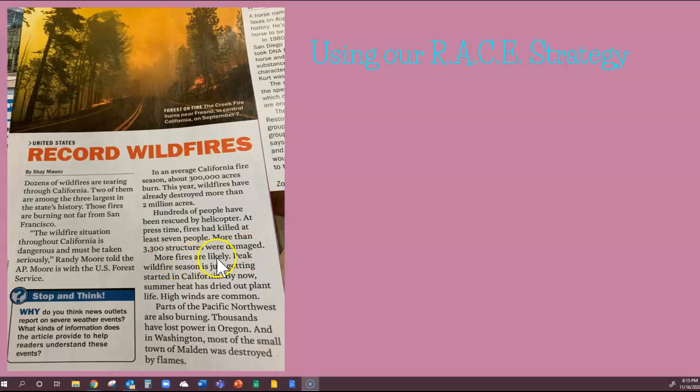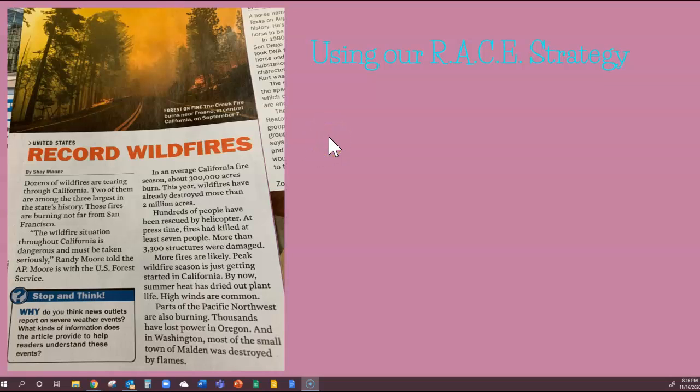More fires are likely. Peak wildfire season is just getting started in California. By now, summer heat has dried out plant life. High winds are common. Parts of the Pacific Northwest are also burning. Thousands have lost power in Oregon and in Washington. Most of the small town of Malden was destroyed by flames. This is an image, and it says, Forest on Fire. The Creek Fire burns near Fresno in Central California on September 7th.